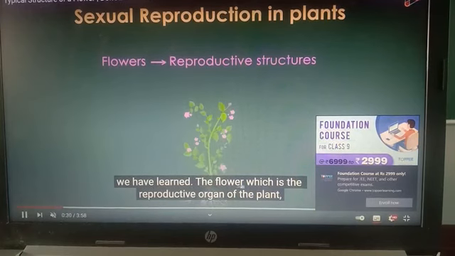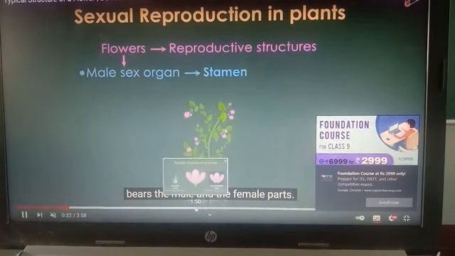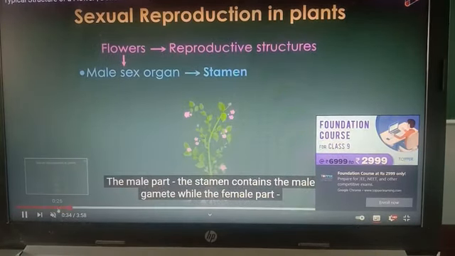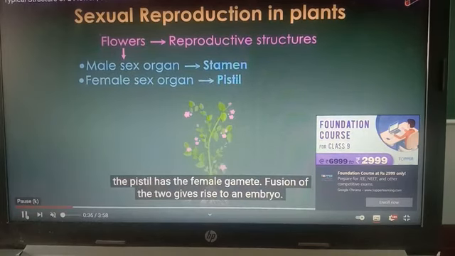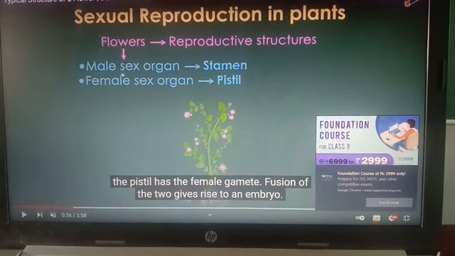See, it is the flower which is the reproductive organ in plants and bears the male and female parts. The flower is the reproductive structure which contains the male sex organ and the female sex organ. The male sex organ is called stamen and the female sex organ is called pistil.